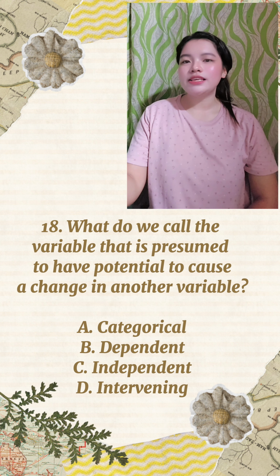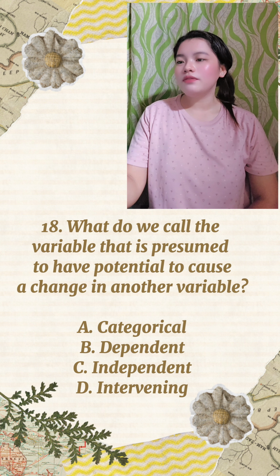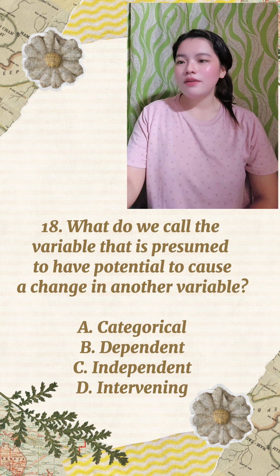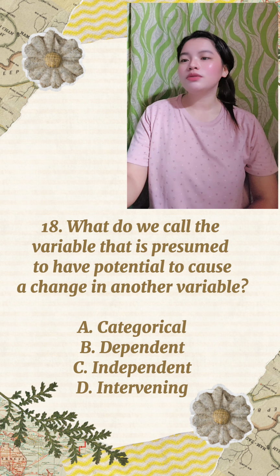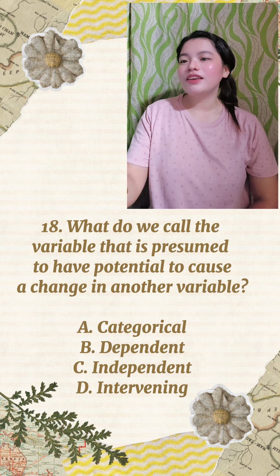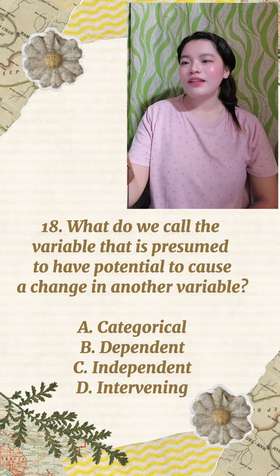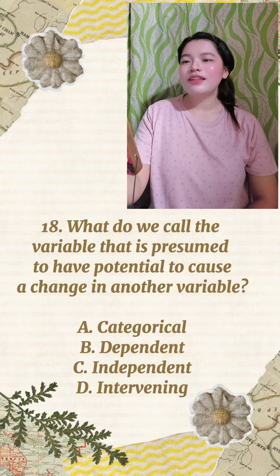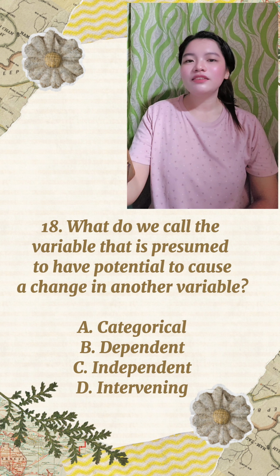Question number 18. What do we call the variable that is presumed to have potential to cause a change in another variable? A. Categorical. B. Dependent. C. Independent. And D. Intervening.